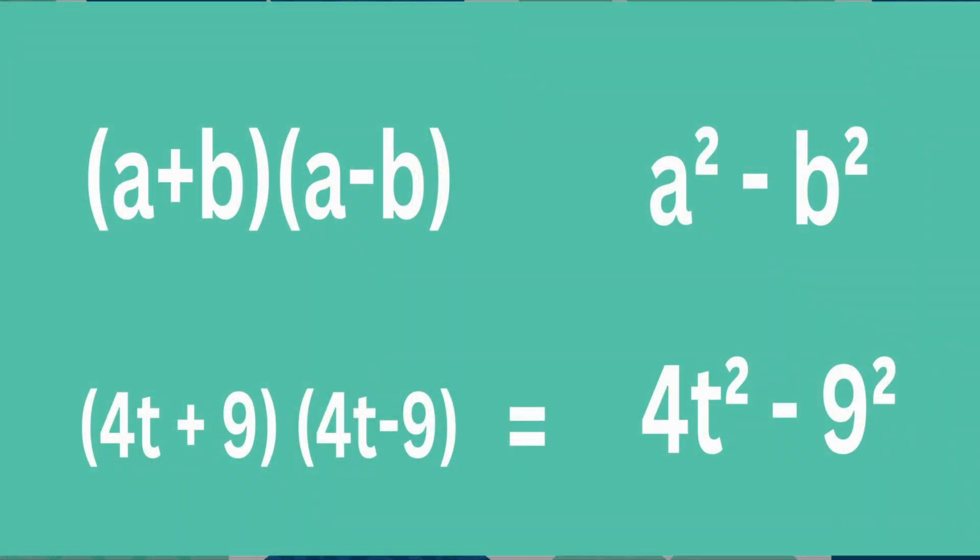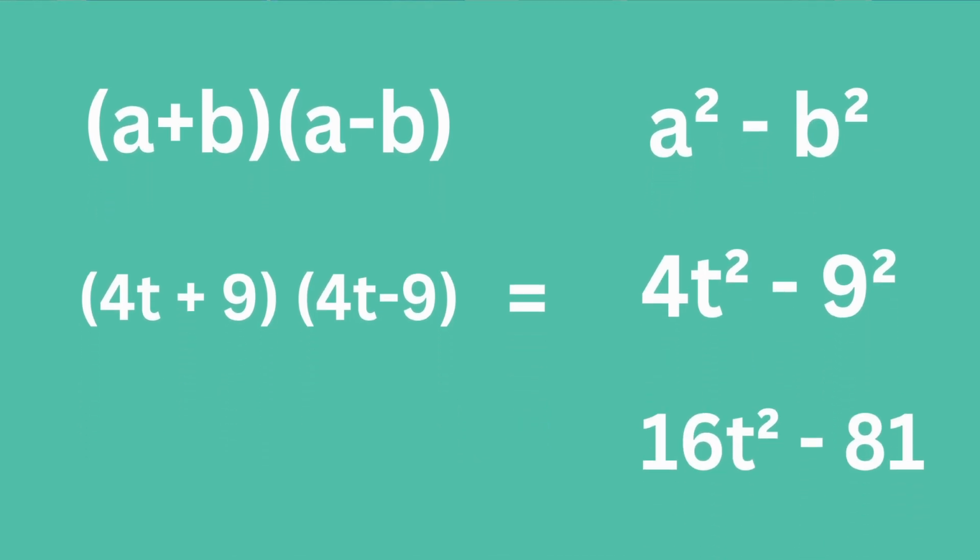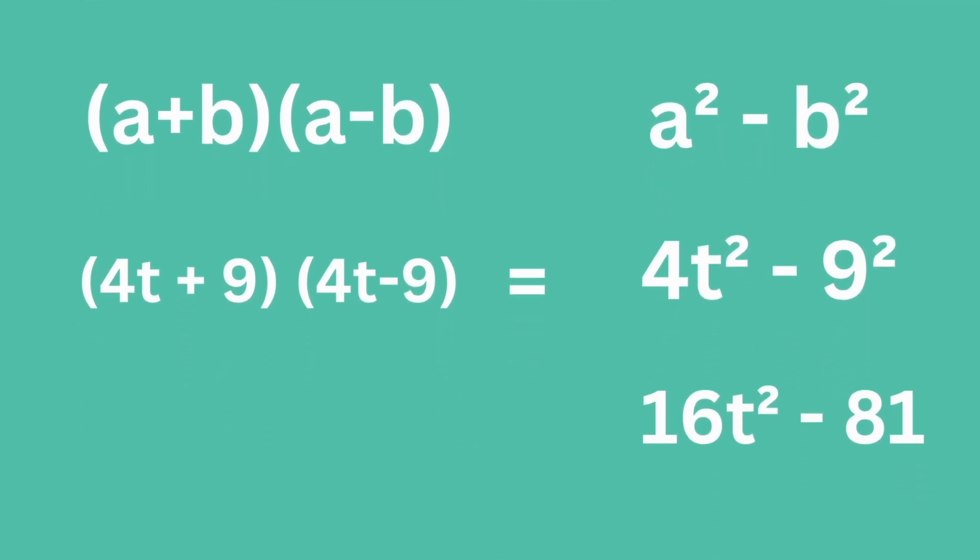Still have trouble? You can remember it by finding the square of the first term, then finding the square of the second term, and then putting a negative operation between them. Here's how to answer the example that I just gave you.